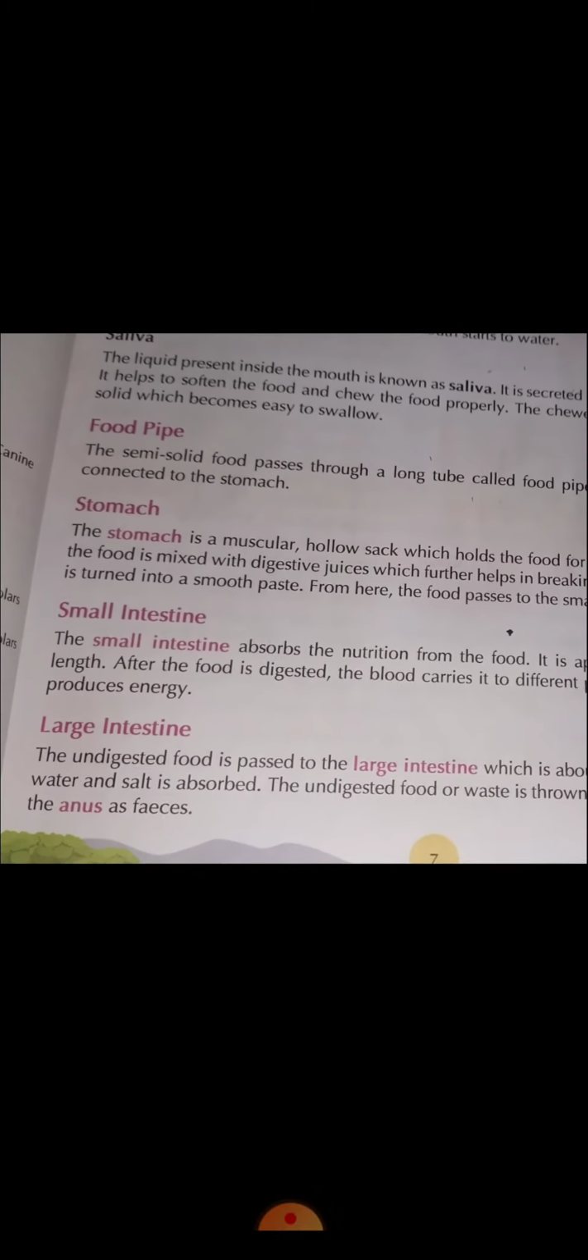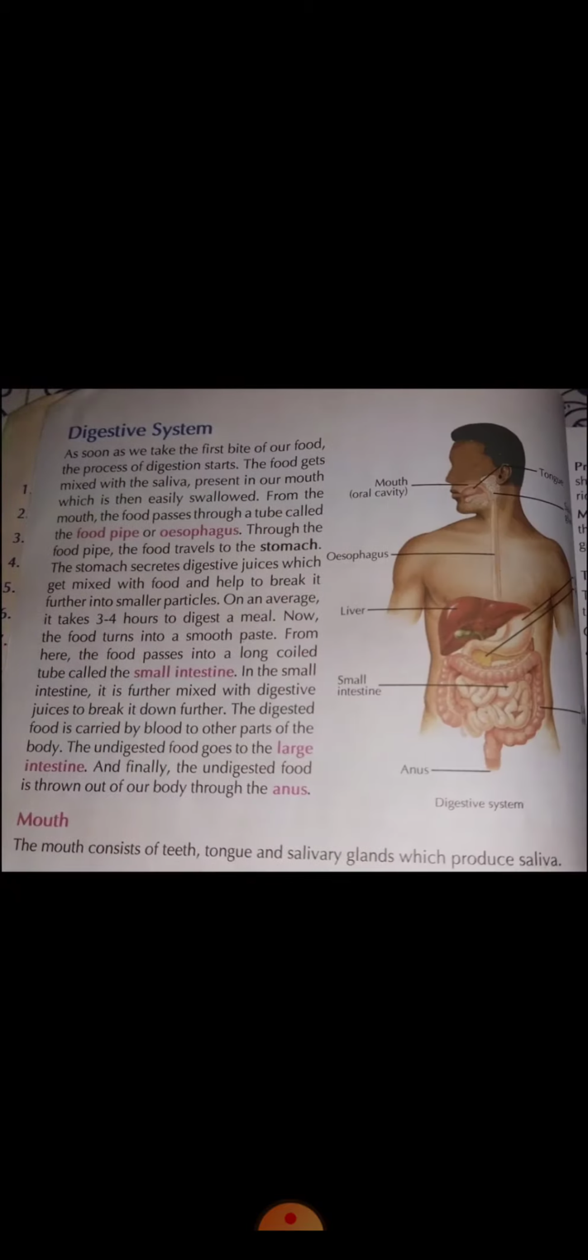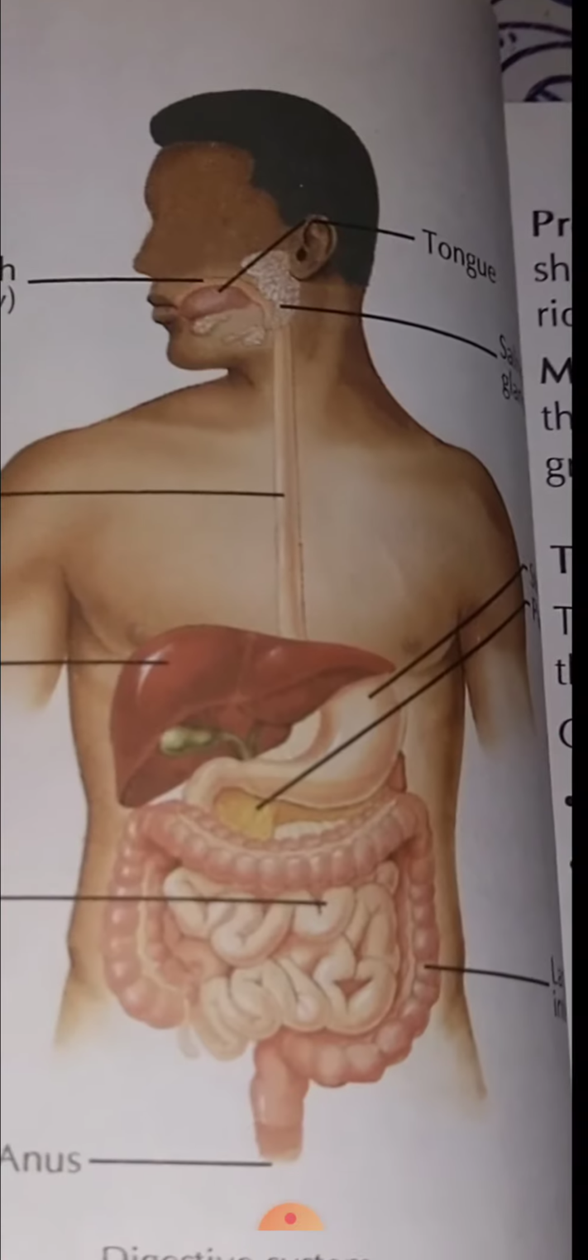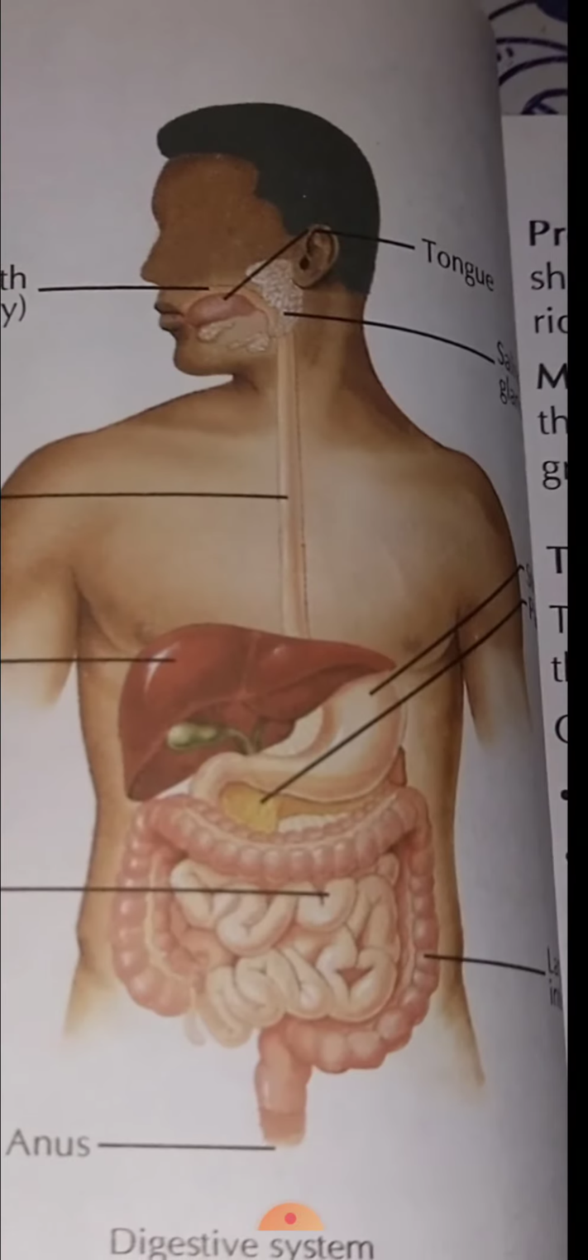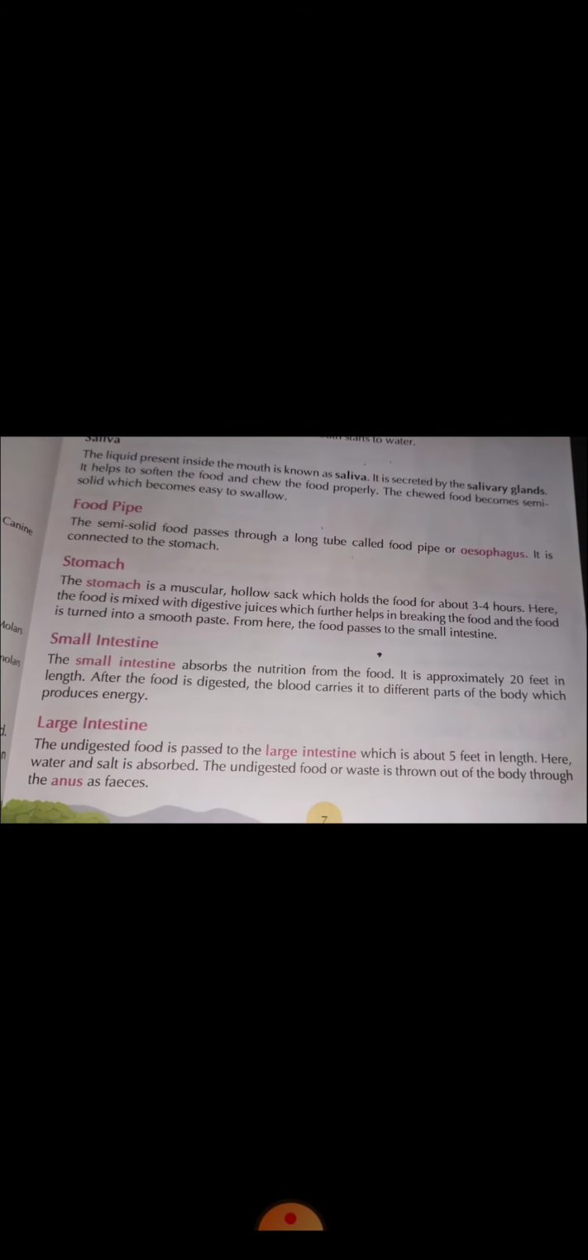Now, the next is food pipe. The semi-solid food passes through a long tube called the food pipe or esophagus. It is connected to the stomach. What is this food pipe? You can see the long tube, long pipe, which is called food pipe or esophagus. You need to recall this, food pipe or esophagus.